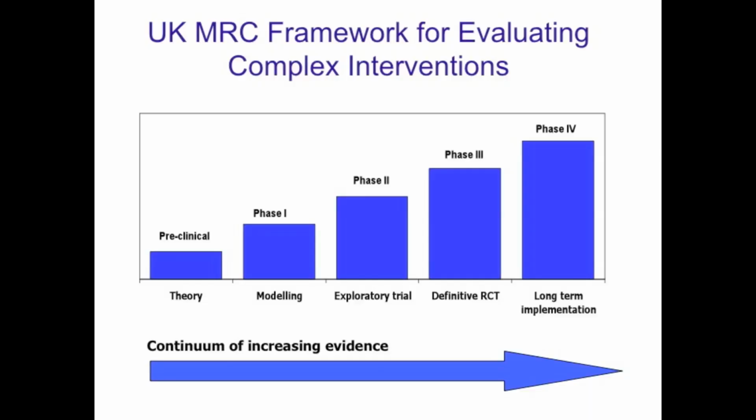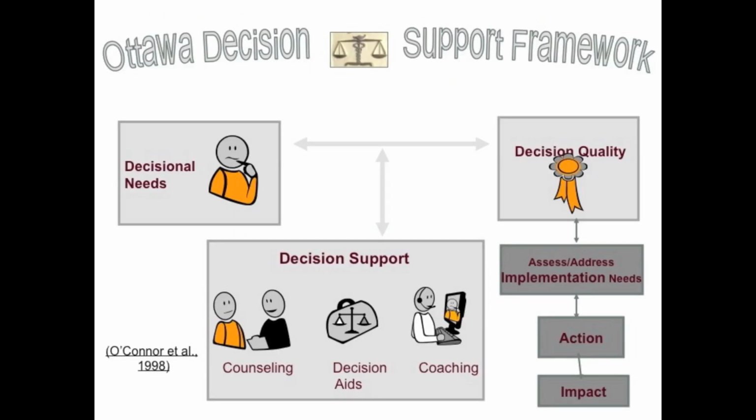And one of the reasons why I like to show this framework is because one of the first pieces of the framework is to really look at what's the theory underlying that complex intervention. And so when it comes to shared decision-making or decision aids, there's many different theoretical frameworks. One of the ones that I use, coming from Ottawa, is the Ottawa Decision Support Framework. We're really looking at what are the decisional needs, how do we support the patients to overcome what their needs are to then achieve decision quality.